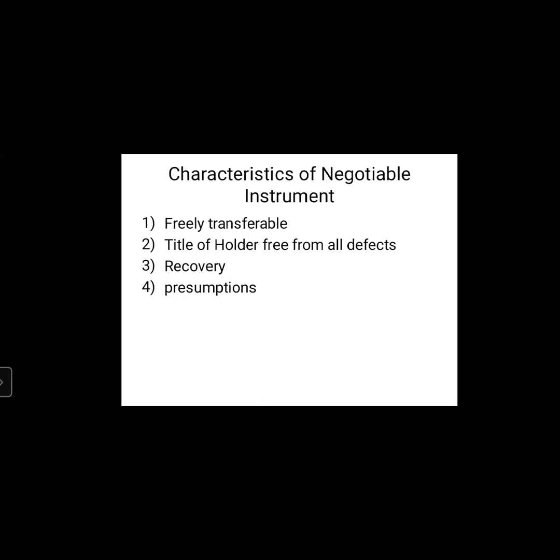If Mr. A writes on the document that I owe 5,000 to Mr. B, and by the end of 30th day from today, the date is mentioned, I promise that I will pay this 5,000 rupees to Mr. B. No condition is involved. It is an example of negotiable instrument.